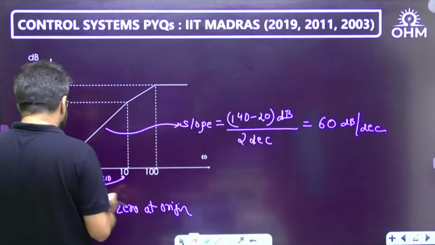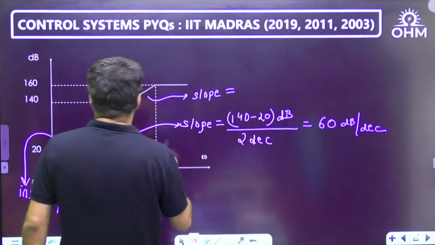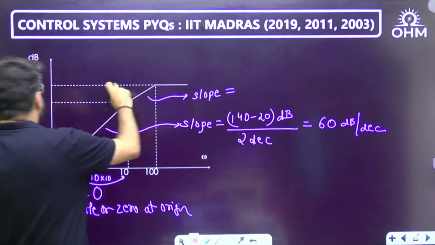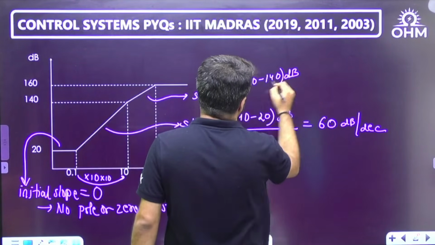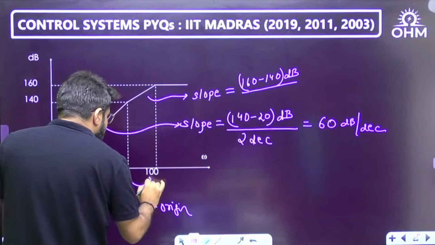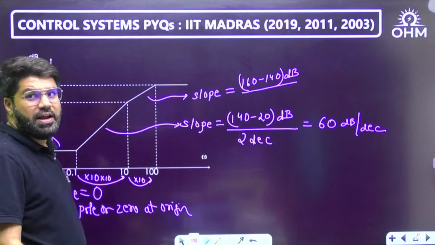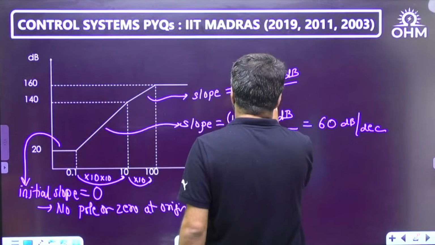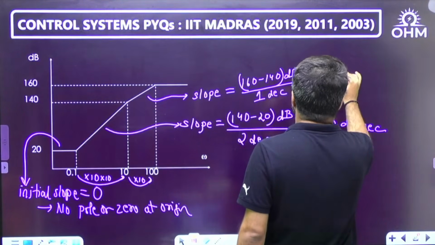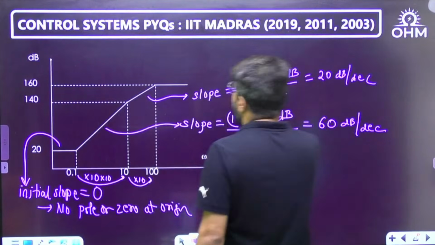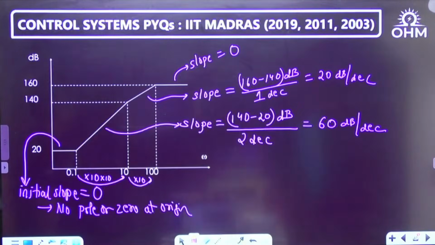Let's first write down all the slopes and then come to the pole and zero calculation. How much is the slope of this line now? The change in decibel magnitude is 160 minus 140, divided by frequency. From this point to this point, frequency 10 to 100, so it is a factor of 10, which is 1 decade only. So 160 minus 140 is 20 decibel per 1 decade. And how much is the slope here again? 0, because it is a line parallel to the x-axis.